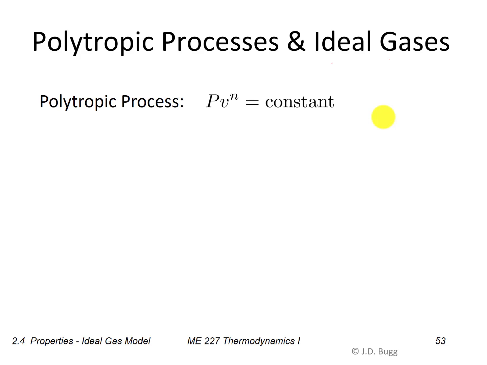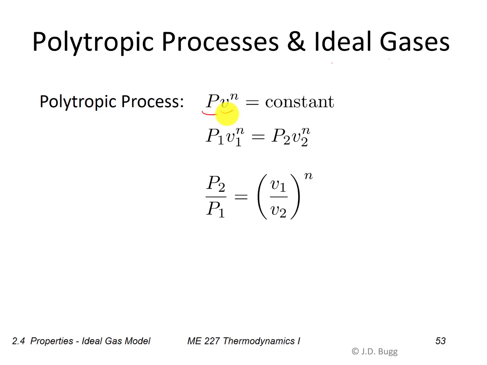A polytropic process follows a particular path on a PV diagram, and that path is given by this equation: PV^n is equal to a constant, and n, of course, is the polytropic index. So when we have a process that goes from state 1 to state 2, P1 V1^n has to be equal to P2 V2^n. We can rearrange that equation as a ratio of pressures: P2 over P1 is equal to V1 over V2 raised to the power n. We've just moved all the pressures onto one side and all of the specific volumes onto the other side.